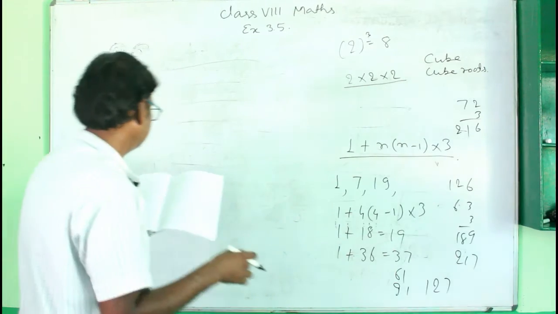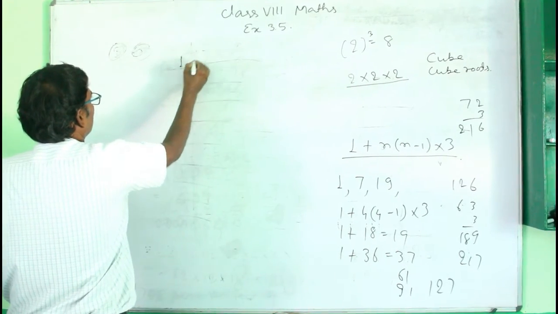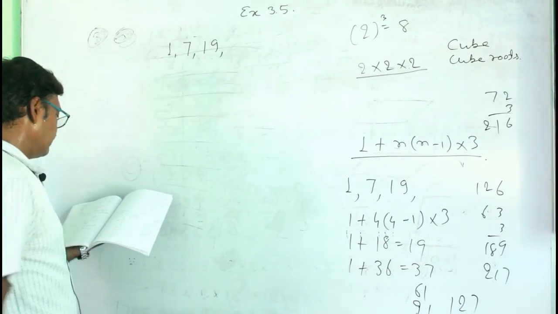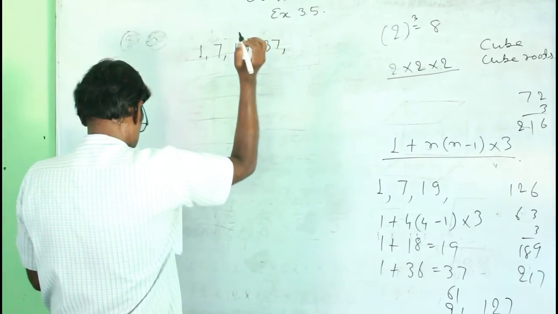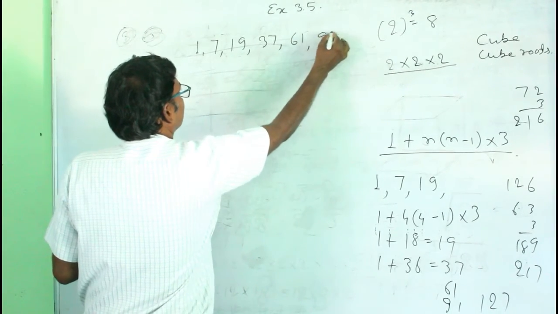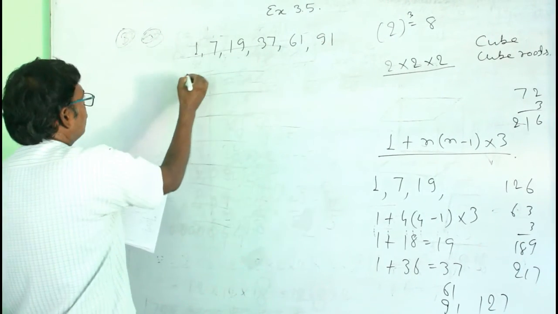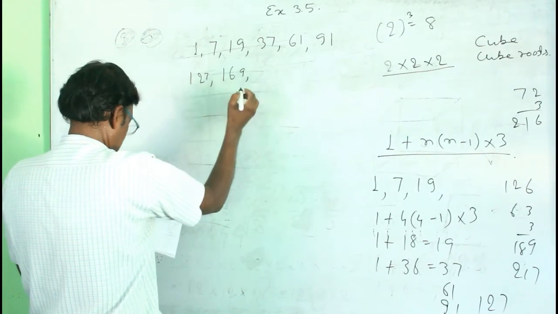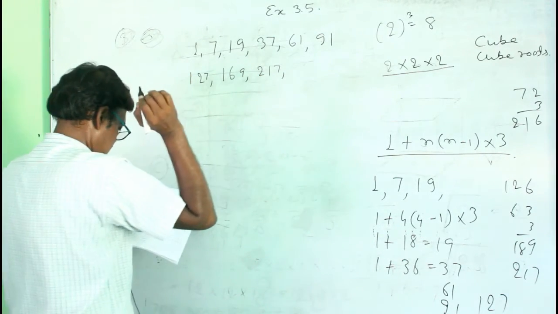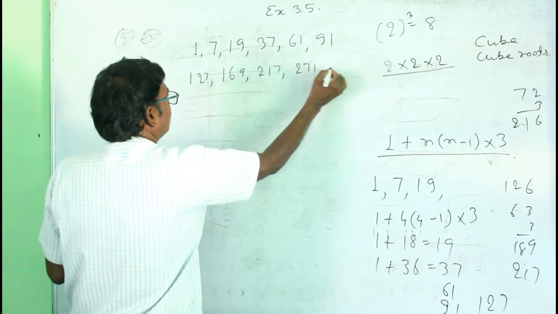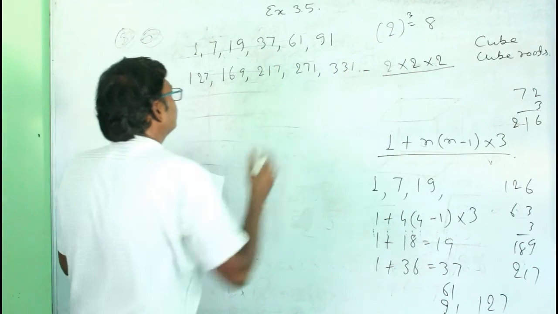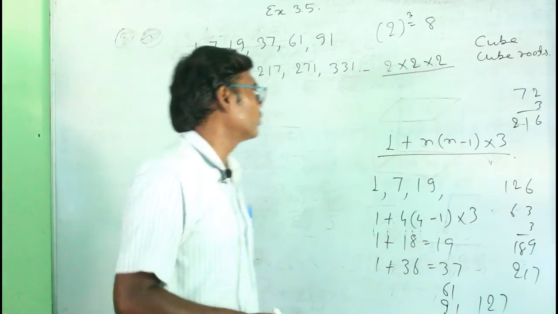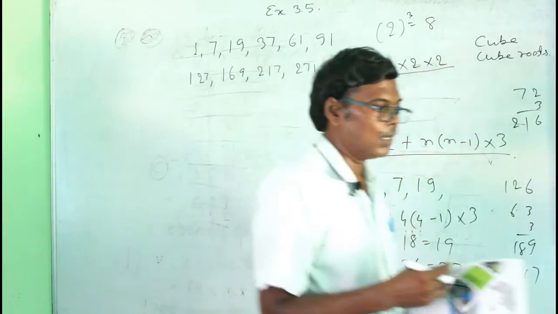Okay, the numbers are here: 1, 7, 19, 37, 61, 91, then 127 and 169, then 217, then you have 271, then 331, and so on. You will remember this, or write it in your copy. But if you want to find more numbers, then use this formula to find more numbers.